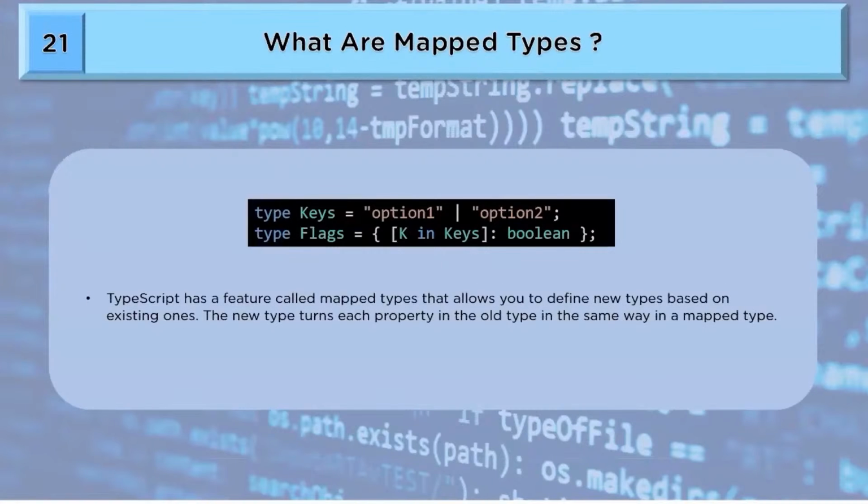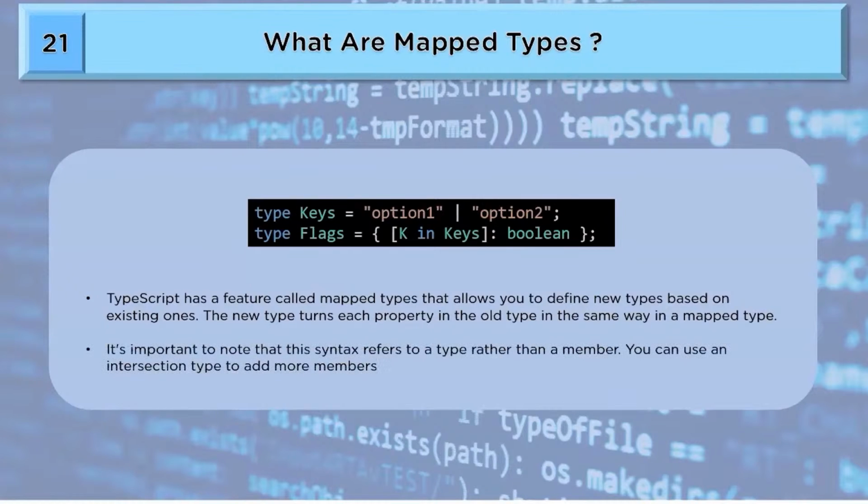TypeScript has a feature called map types that allow you to define new types based on existing ones. The new type transforms each property of the old type in the same way in a map type. It's important to note that this syntax refers to a type rather than a member. You can use an intersection type to add more members. As you can see in the example, it is the simplest map type and its parts are type keys and type flags, where the syntax is similar to index signatures.